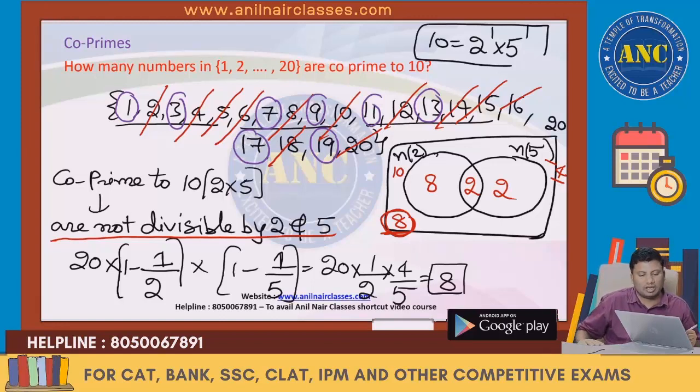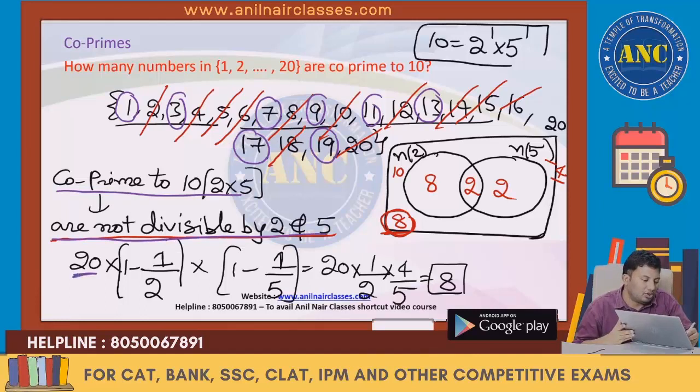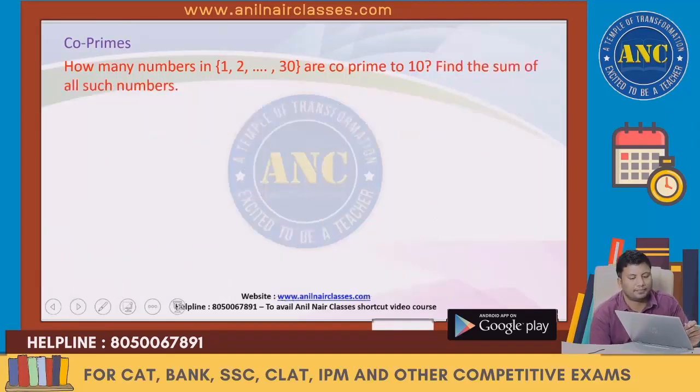How many numbers from 1 to 20 are co-prime to 10? Co-prime to 10 means 2 into 5, they are not divisible by 2 and 5. Write down 20 consecutive numbers. For every 2 consecutive, one number is divisible. How many are not divisible? 1 minus 1 by 2. Out of 5 consecutive, one number is divisible. How many are not divisible? 1 minus 1 by 5. So 20 into 1 by 2 into 4 by 5. Idea clear? Next one. Now I think similarly you can solve this question, right? How many numbers in the set?